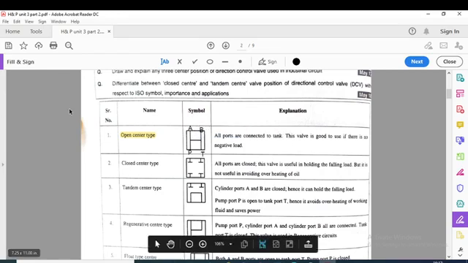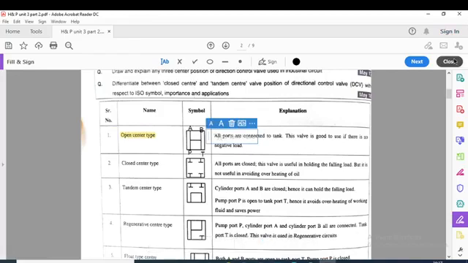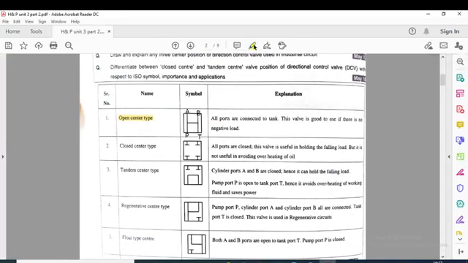Okay, so in this open center type, all ports are connected to the tank, and this valve is good to use if there is no negative load. I already taught you what negative load is. Negative load is the load which comes by gravity. So when there is no negative load, at that time all ports are kept connected.